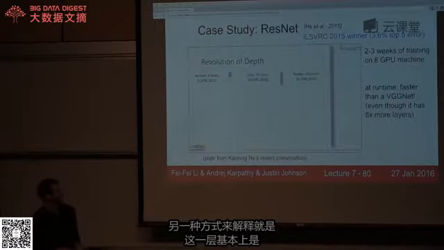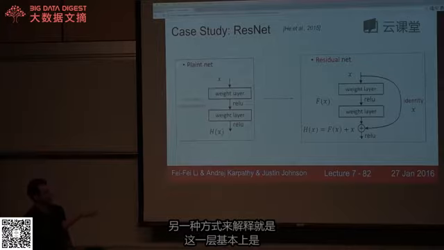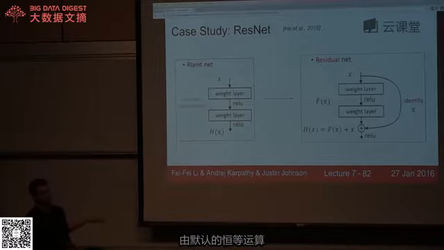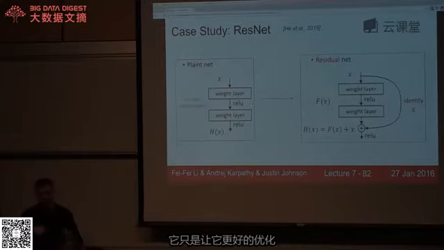Another way that this is explained is that this layer is basically, by default, doing an identity operation, and then this thing is just computing a delta on top of the identity. And so it just makes it nicer to optimize. That would be the rough intuition here.